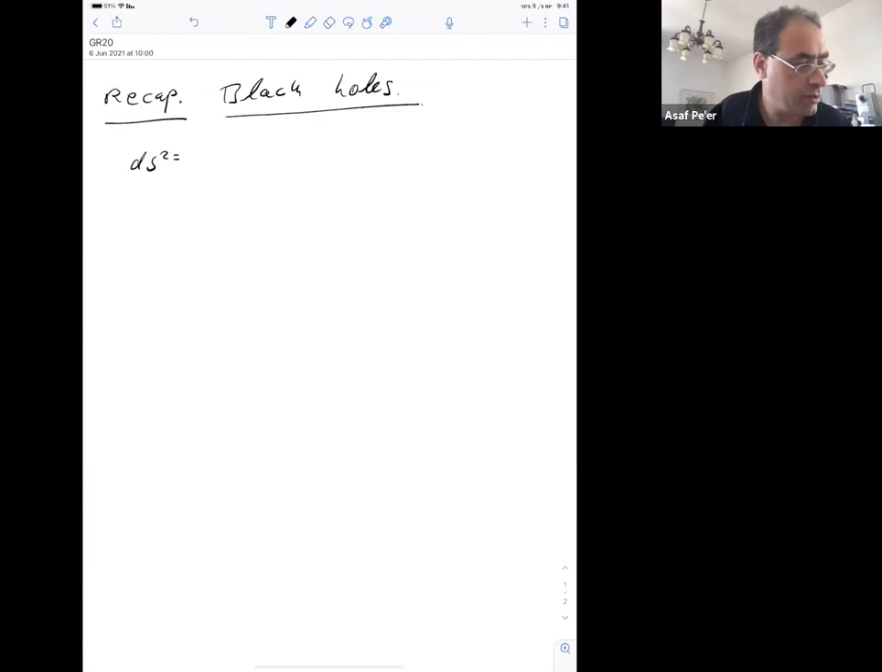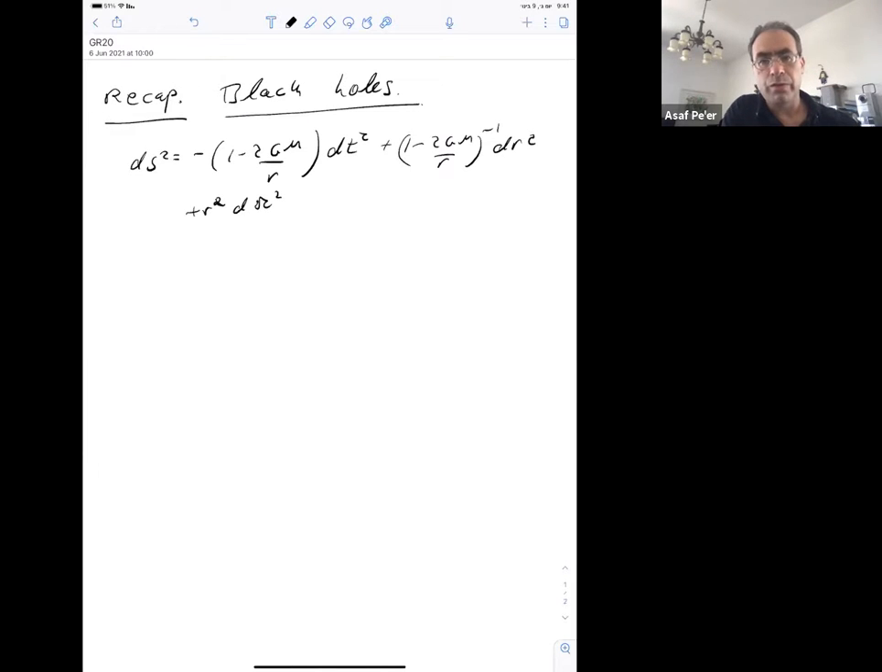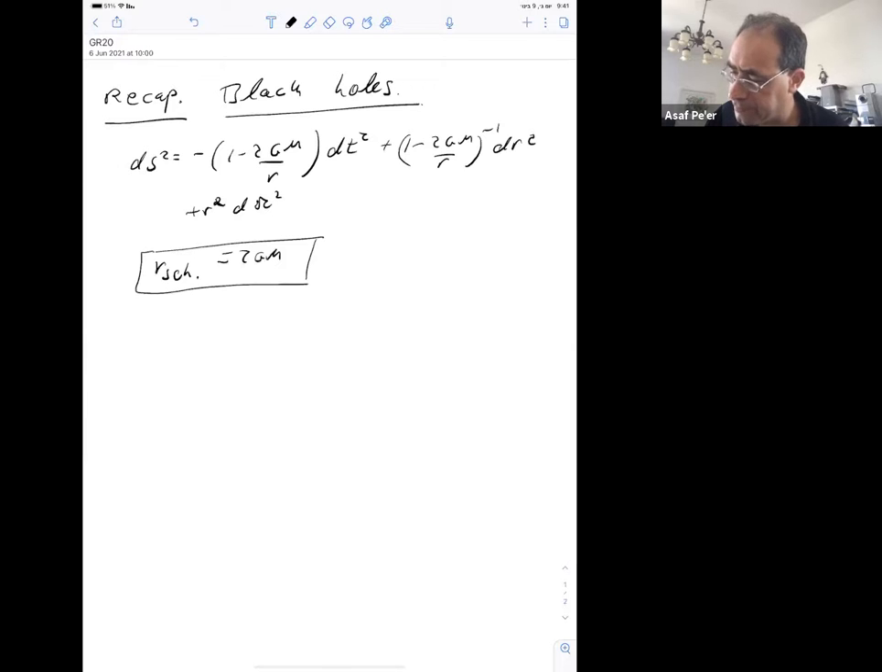ds squared is just minus (1 minus 2GM over r) dt squared plus (1 minus 2GM over r) to the minus 1 dr squared plus r squared d omega squared. And then we start asking ourselves, okay, what would happen when we look at trajectories which go below this special radius, the Schwarzschild radius, which is 2GM. So what happens when we have a trajectory that goes there?